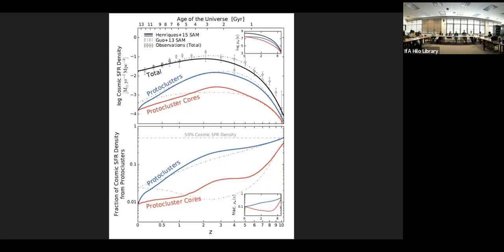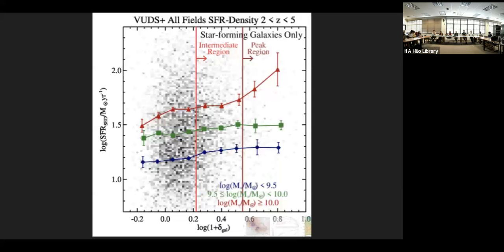But based on the local universe, we saw that clusters don't show much activity. So how are these early protoclusters different from the local universe? How were they forming? What were the processes that were driving their very high star formation rate?